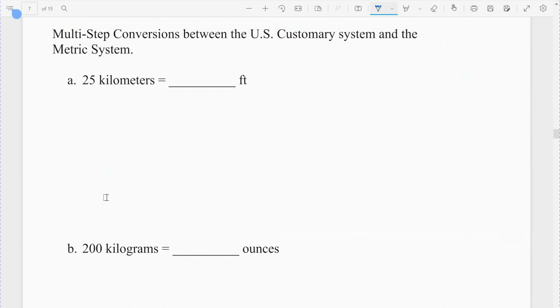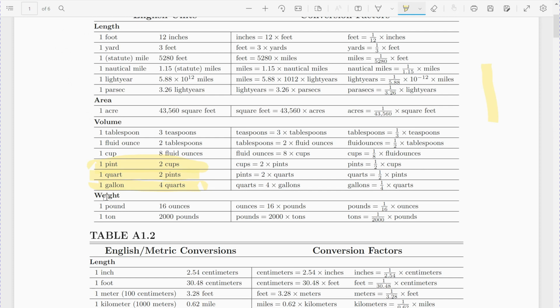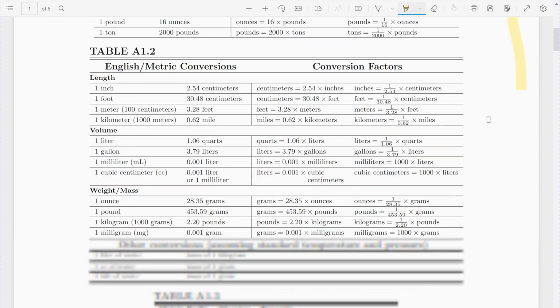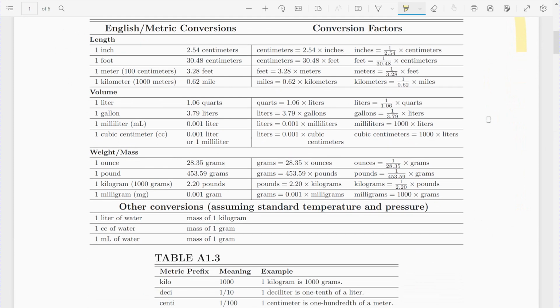All right, multi-step conversion between U.S. customary, yes. So this is U.S. versus the metric system, which can get messy. All right, so we start with kilometers. We want to get to feet. So again, I'm going to go to my, this is actually on the second English to metric system table. I'm going to pull up my second table if I can get it pulled up here. All right, so I'm going to go to kilometers to feet.